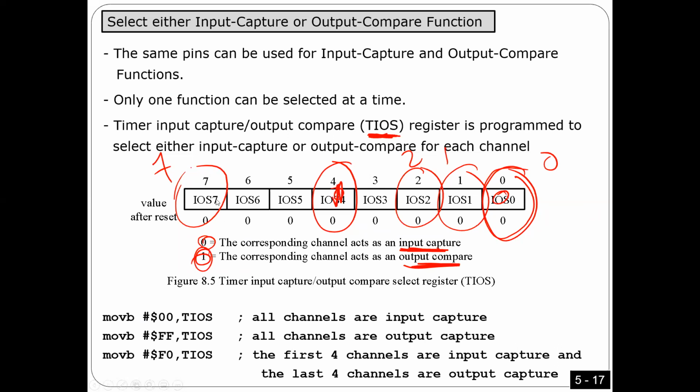So every channel has 1 bit, and then by the value you put in this bit, 0 or 1, you can program the channel as input capture or output compare. Okay, again, this is initialization. It should be done only one time at the beginning of the program. That's it. Similar to the initialization we did in IRQ, similar to the initialization we did in RTI, one time at the beginning of the program, and that's it, right?